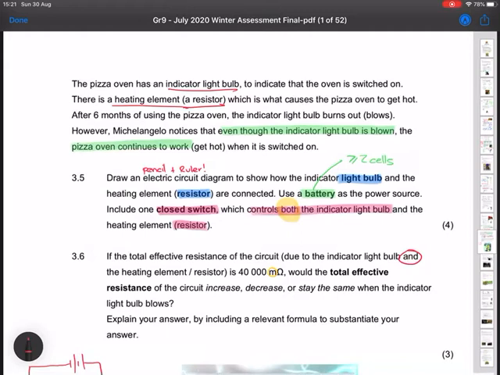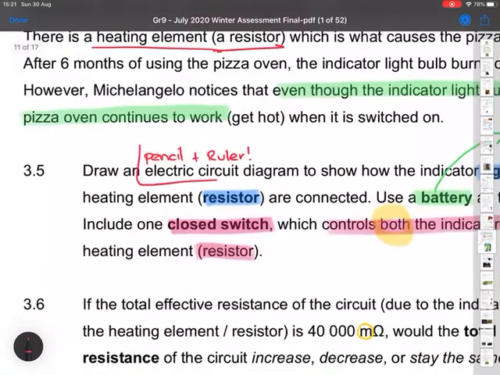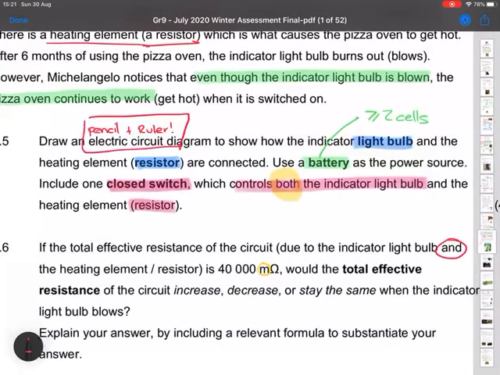So I ask you to draw an electric circuit diagram. Remember, when I ask you to do this, you need to use a pencil and a ruler when you're drawing circuit diagrams to show how the indicator light bulb, so the light bulb, and the heating element, the resistor, are connected. Use a battery. Battery, remember, 2 or more cells connected together as the power source. Include a closed switch which controls both the bulb and the resistor.